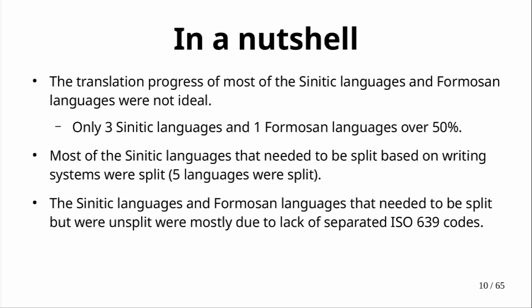Most of the Sinitic languages that need to be split based on writing systems were split, including 5 languages. The Sinitic and Formosan languages that still need to be split are mostly due to lack of separate ISO 639 codes, because we need to have the language code registered at ISO 639 first before we can use it in the BCP 47 standard language subtag.